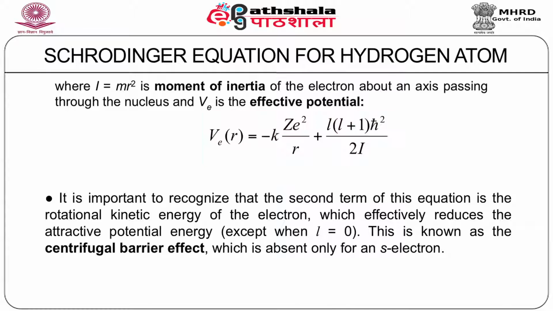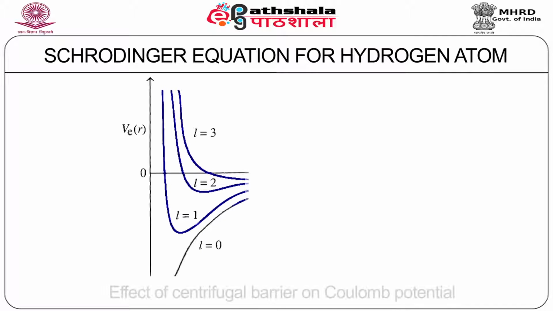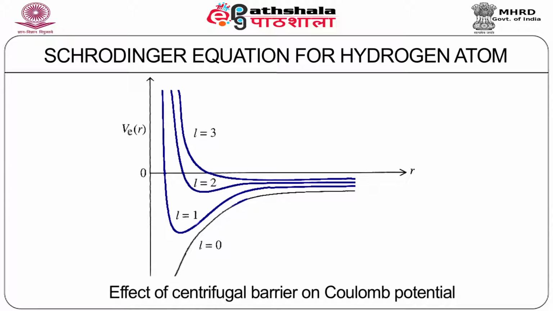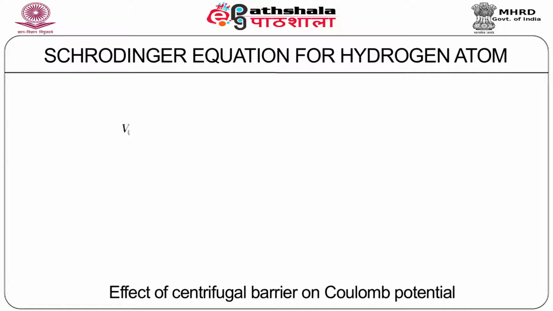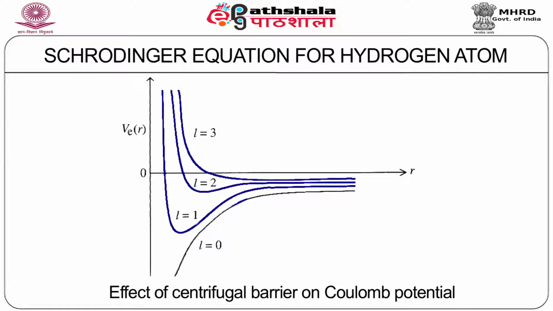You see, what we have shown is that the effective potential is the Coulomb potential plus a potential which is called the centrifugal barrier effect. And this is pictorially represented in the figure. So when L equals 0, this is pure Coulomb potential. But when you have L equal to 1, L equal to 2, and L equal to 3, the centrifugal barrier effect changes this curve in the manner which you can see in the figure.